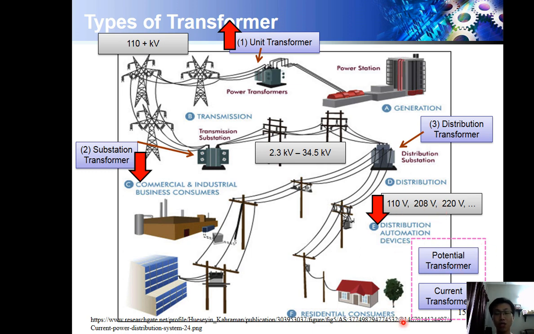And then we also have a potential transformer and current transformer. These two transformers are used for measuring voltage or current. We call them instrument transformers. So as an overview, we have a unit transformer, a substation transformer (step down), and a distribution transformer (step down). Only the unit transformer is stepping up. And then we have a potential transformer and current transformer as instrument transformers.